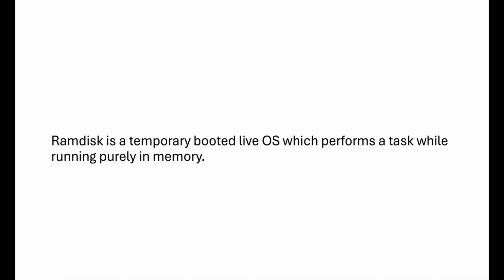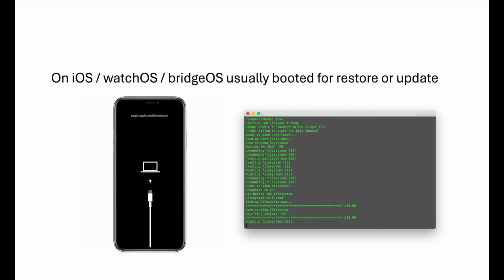A Ramdisk is a temporary booted live OS which performs a task while running purely in memory. And we see this very often, for example, on iOS, watchOS, bridgeOS, when we boot a Ramdisk for a restore or an update. So every time we do a firmware update, a Ramdisk is loaded.